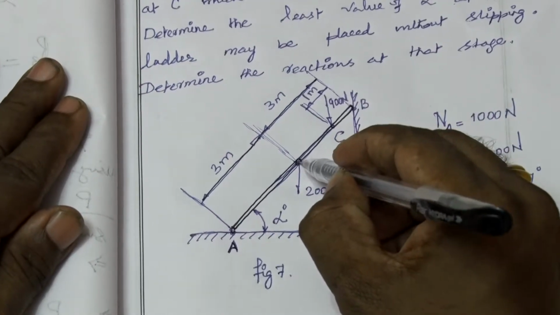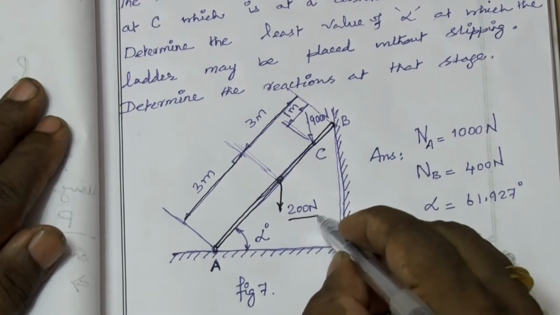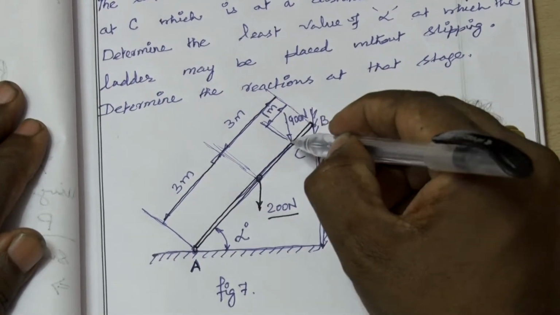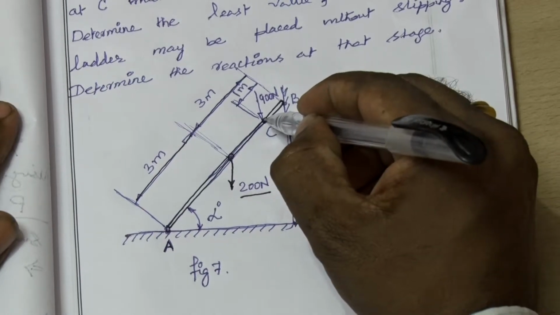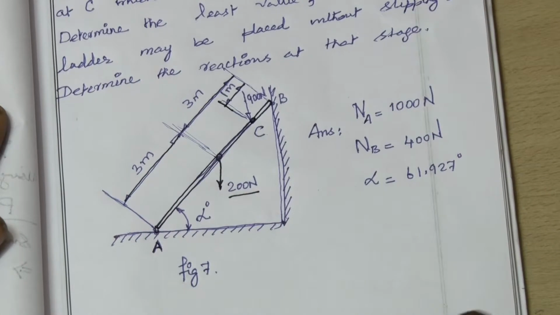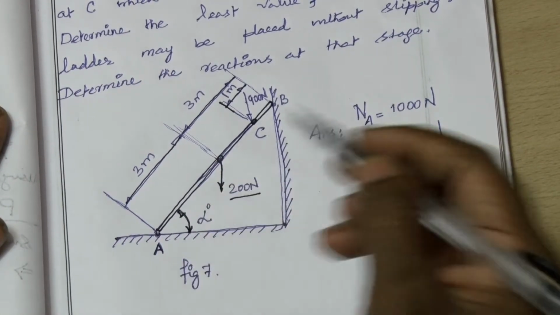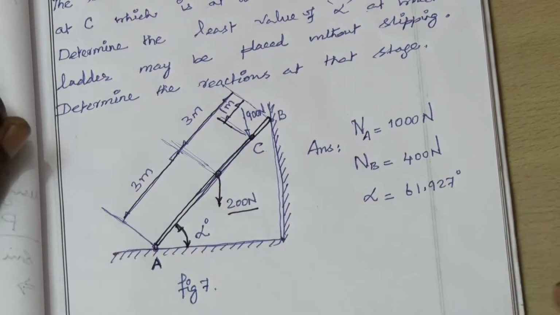At the center of gravity of the ladder, the weight of the ladder acts. The weight of the ladder is 200 Newton. One more 900 Newton acts at C, which is 1 meter from the end B. The inclination is unknown. This is angle alpha.